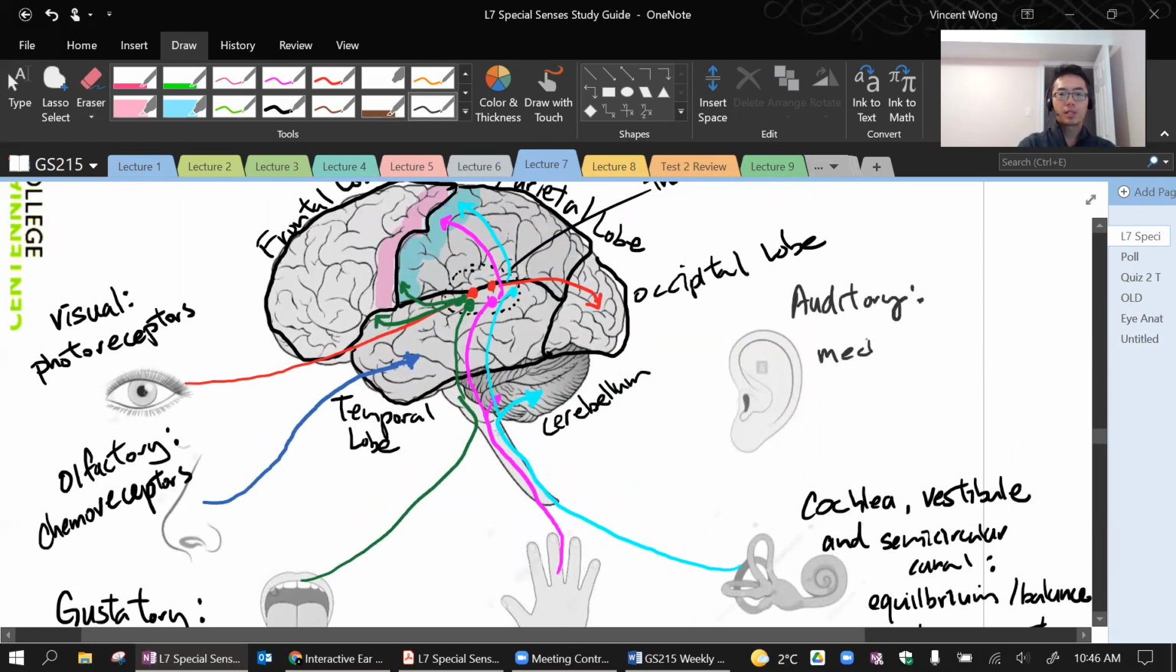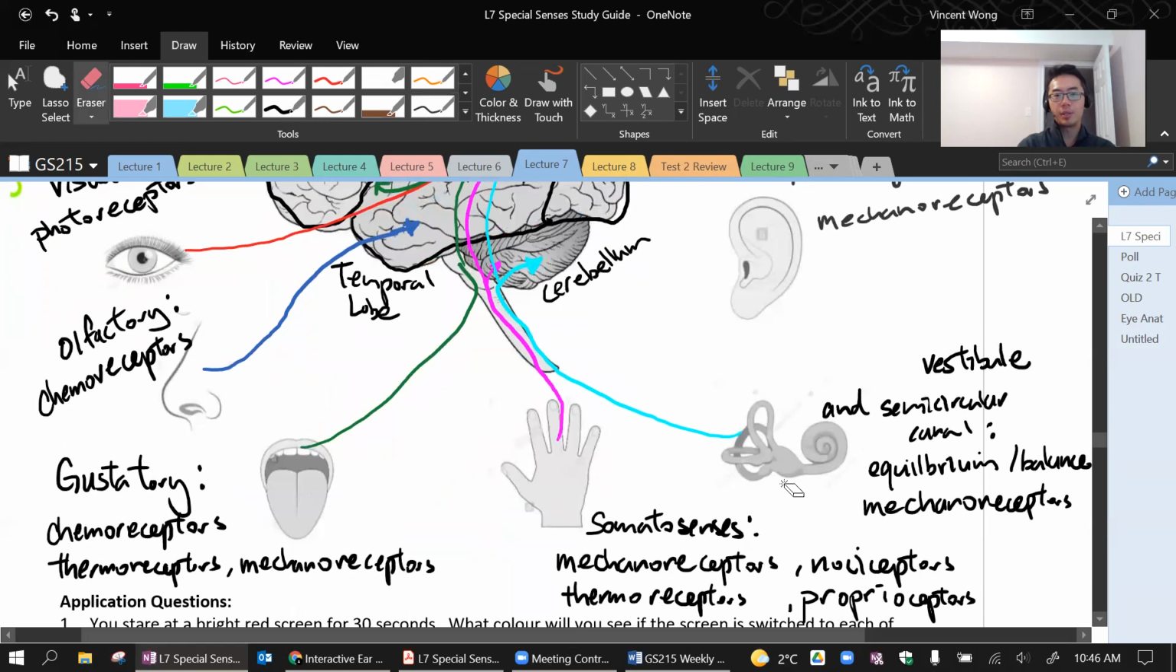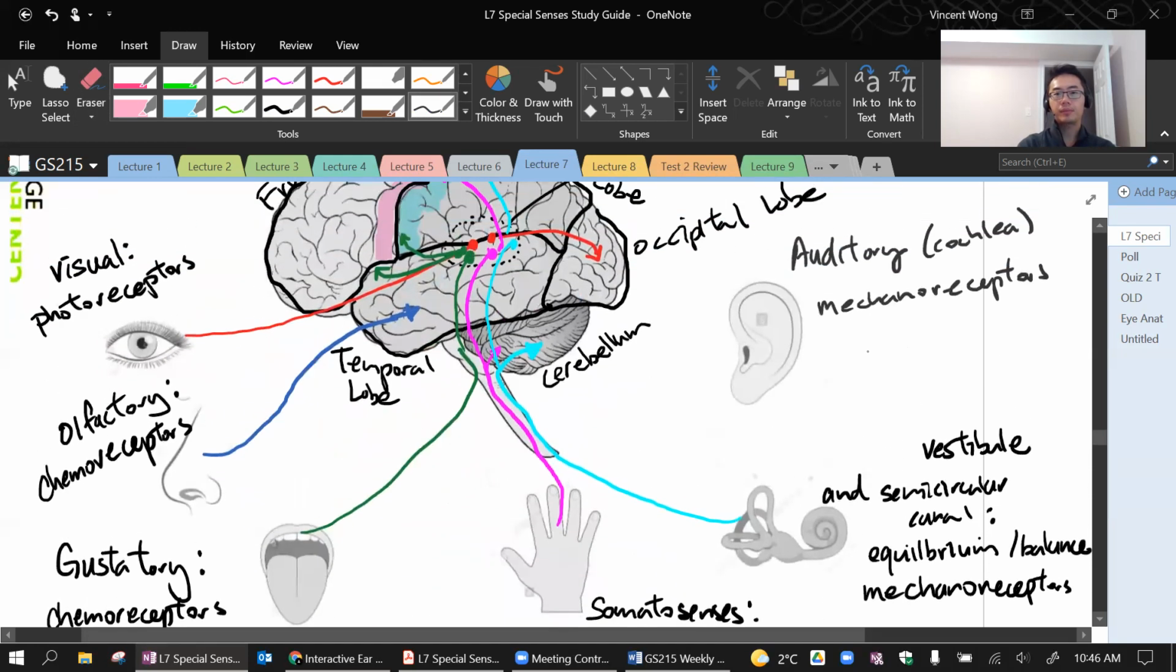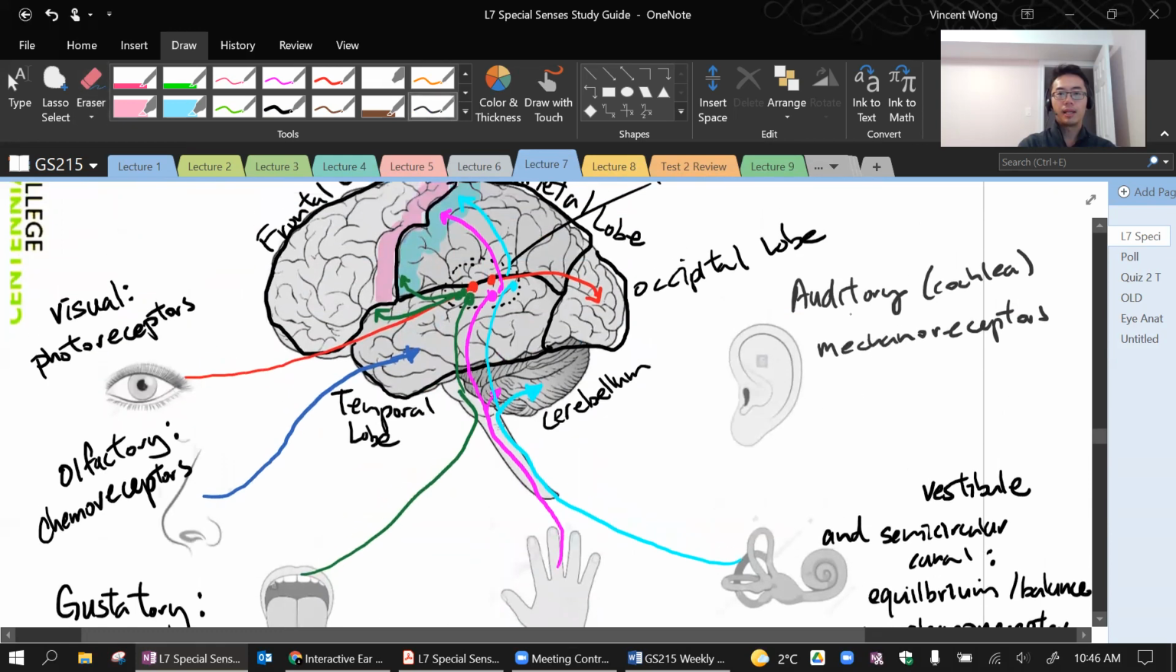we would need mechanoreceptors. Oh, sorry, cochlea should not be here. My bad. The cochlea should be right here. Right, the cochlea. For balance and equilibrium, it's just the vestibule, which is this part for acceleration, right? And the semicircular canal. Sorry about that. And then the hair cells, right? The mechanoreceptors in the cochlea.